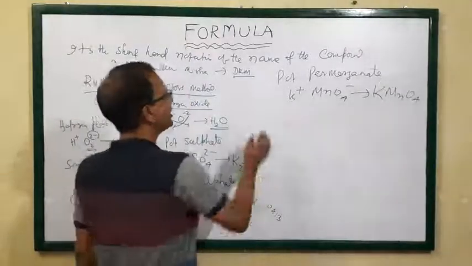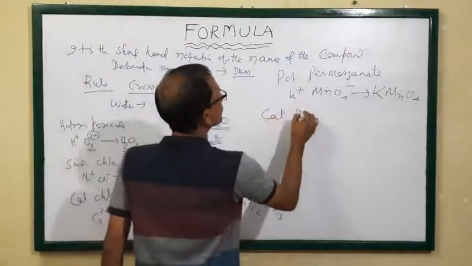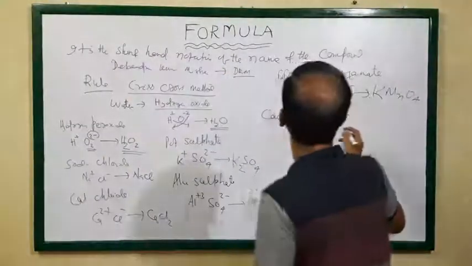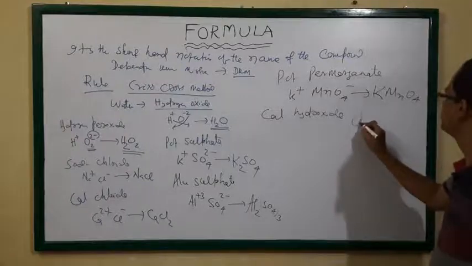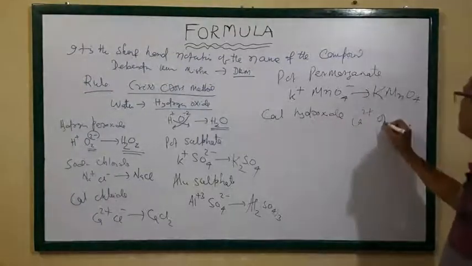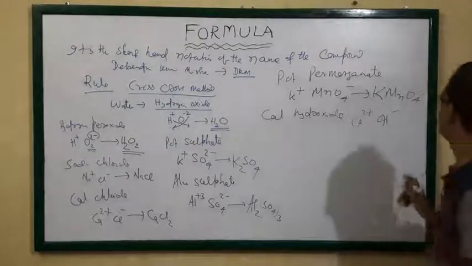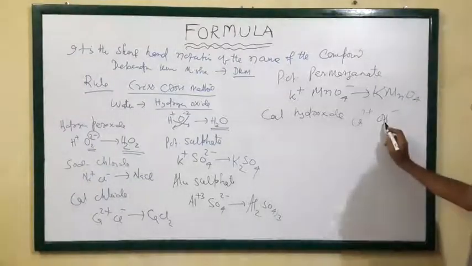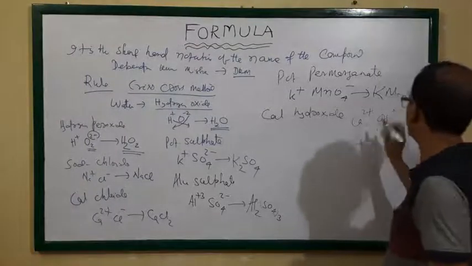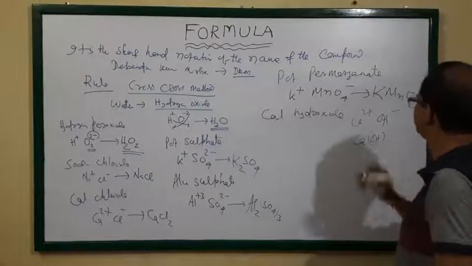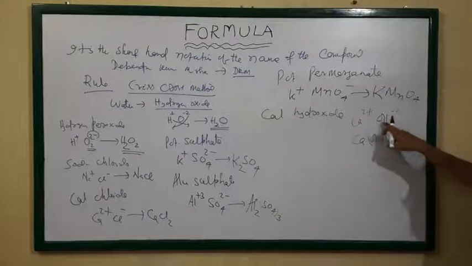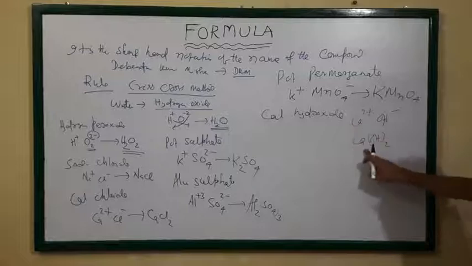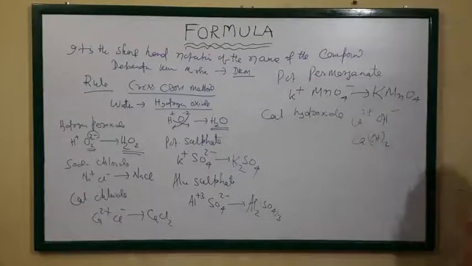Similarly, if you write calcium hydroxide, calcium is Ca2+, hydroxide is OH−. So I can write this formula. Here valency of calcium is 2, hydroxide valency 1. It will be Ca(OH)2, because the calcium valency 2 comes to the hydroxide side, and the hydroxide valency 1 comes to the calcium side. 1 is not necessary to write. So this is calcium hydroxide.